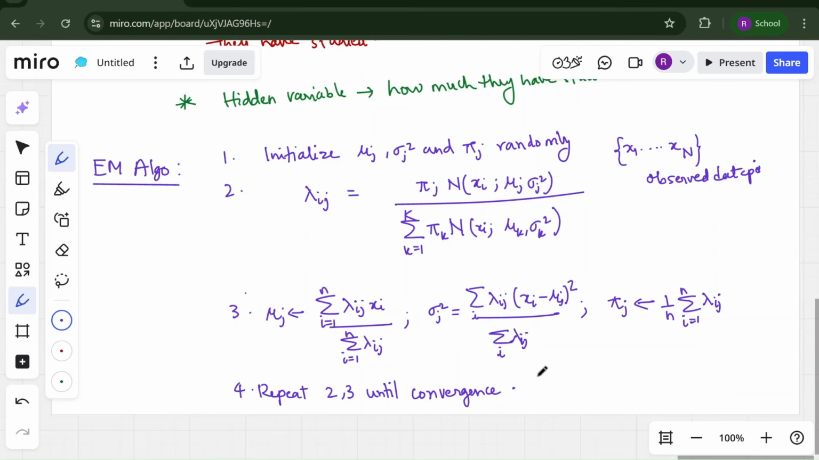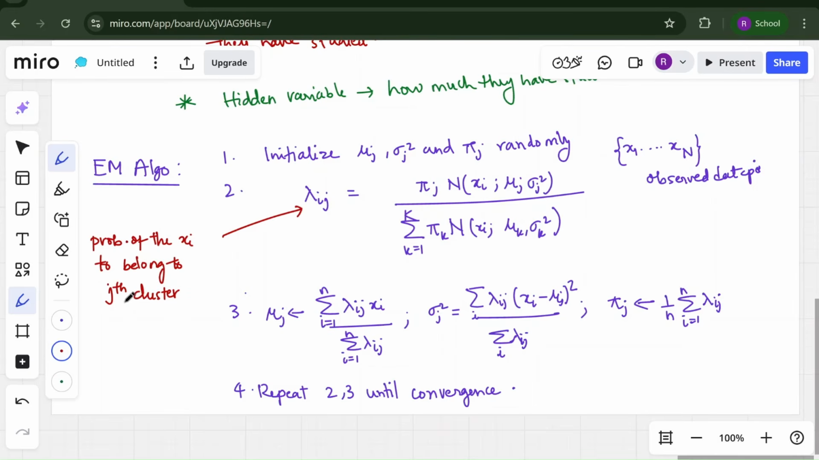But now, one thing you have to understand, there is something very crucial about this lambda ij. What does it say? It actually gives you the probability of xi belonging to the jth cluster. That is the intuition, or you can say the interpretation, of lambda ij.